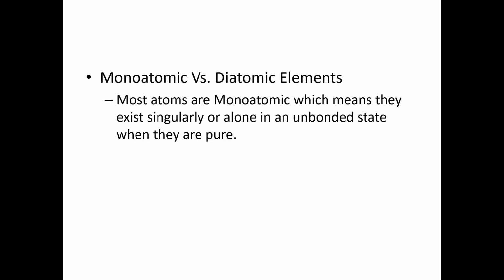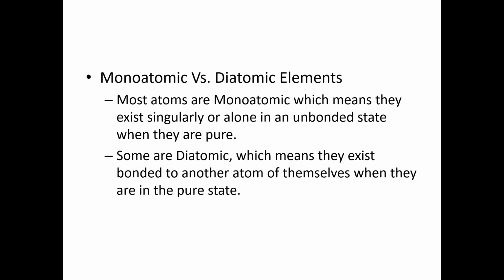So most atoms are monoatomic, which means they exist singularly or alone when they are in their unbonded state, when they are pure. However, some elements are diatomic, and these are going to be really important for us to remember. It influences a whole bunch of things about how they react, and for some of them, how they don't. Diatomic means that they exist bonded to another atom of themselves when they are in their pure state. Now, the classic example for that is O2.